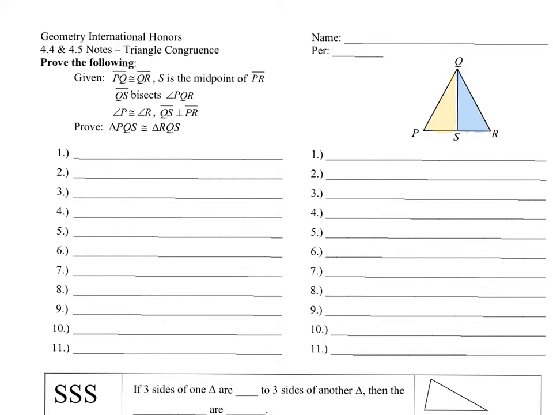Okay, so what I'm going to do, we have a lot of given information, and of course you are certainly welcome to list all that given information at the beginning of the proof, but I like to take it one piece of given information at a time. So let's go ahead and start with our first piece, which is this one, that segment PQ is congruent to segment QR. Okay, so our reason for that is because we are assuming that that is true.